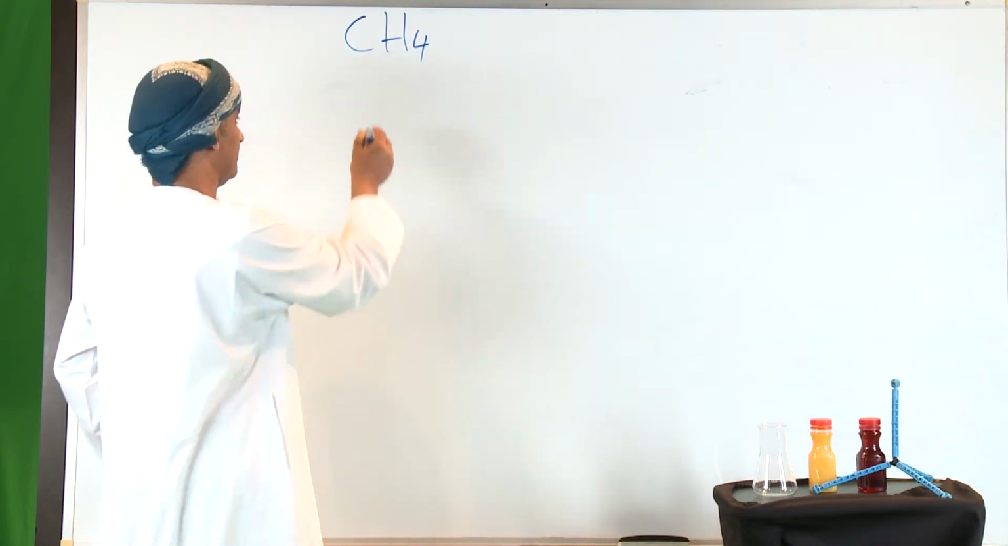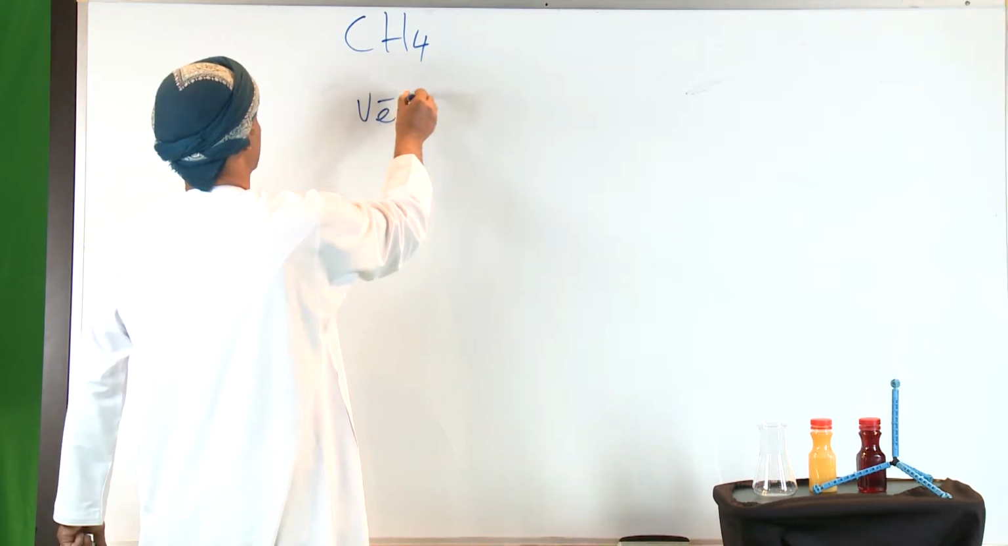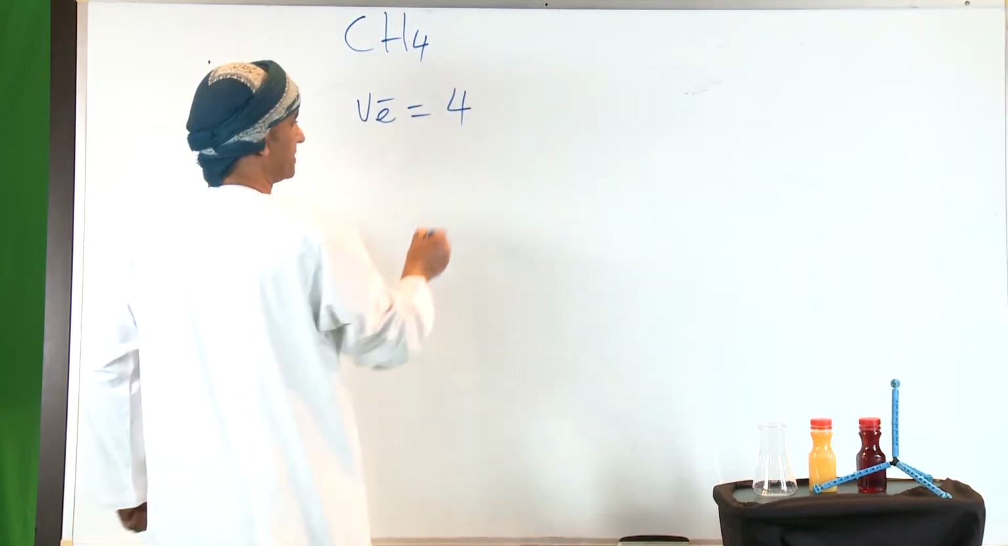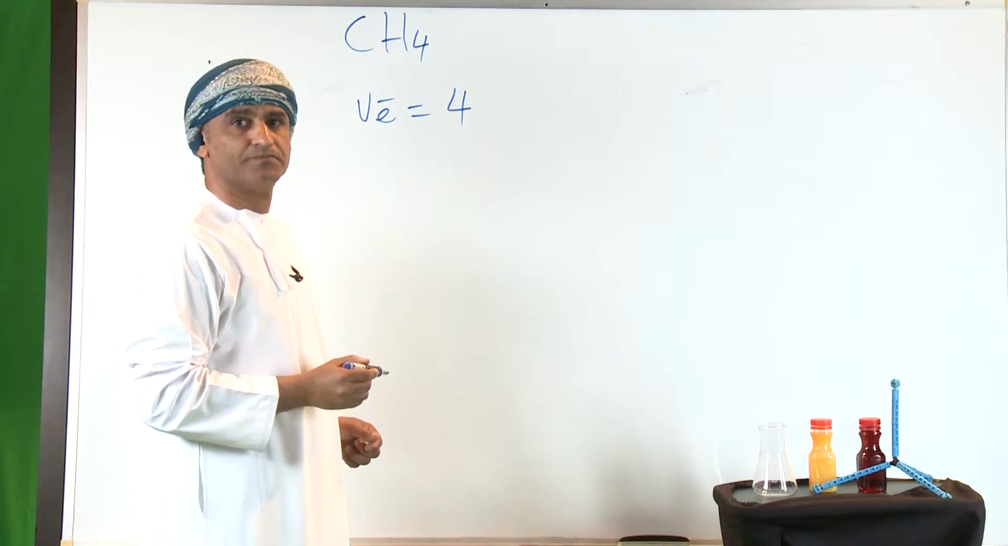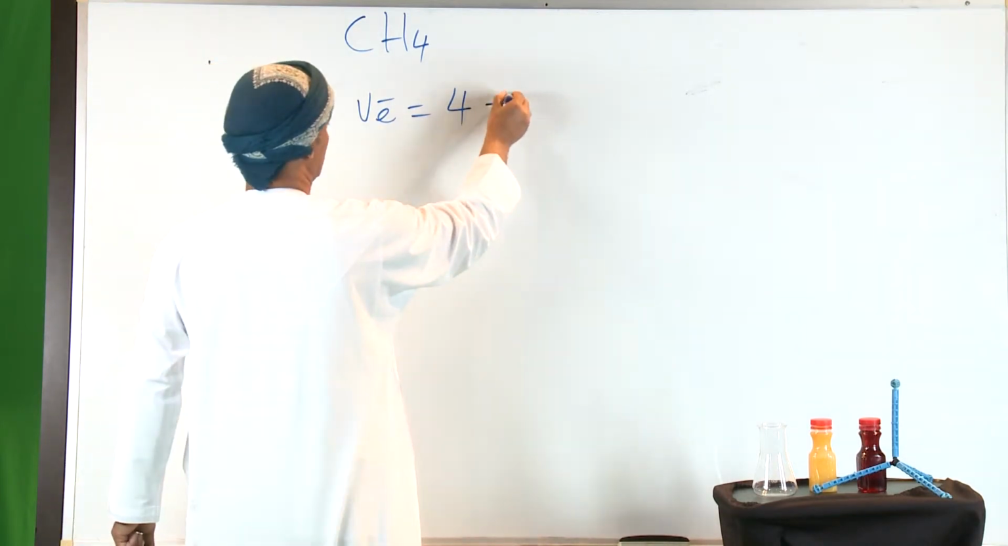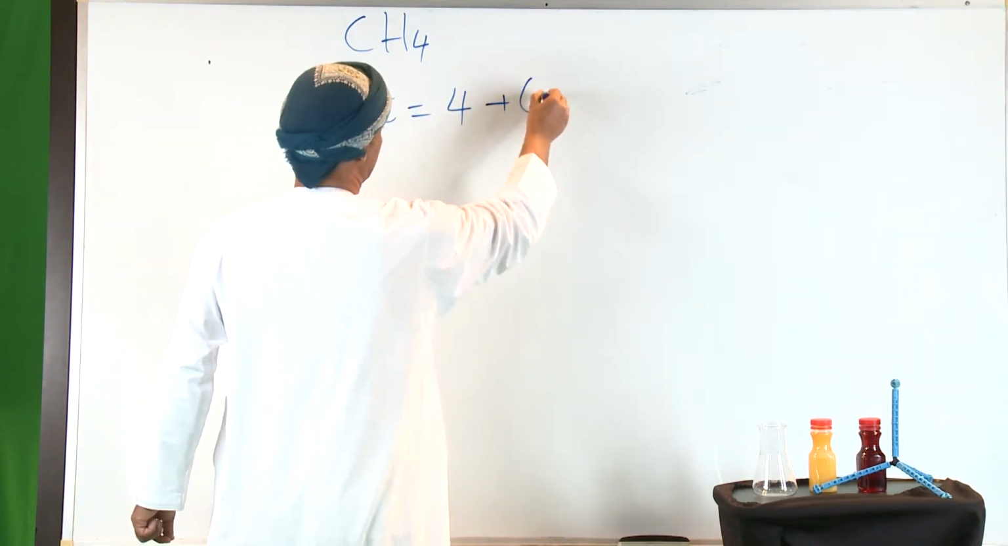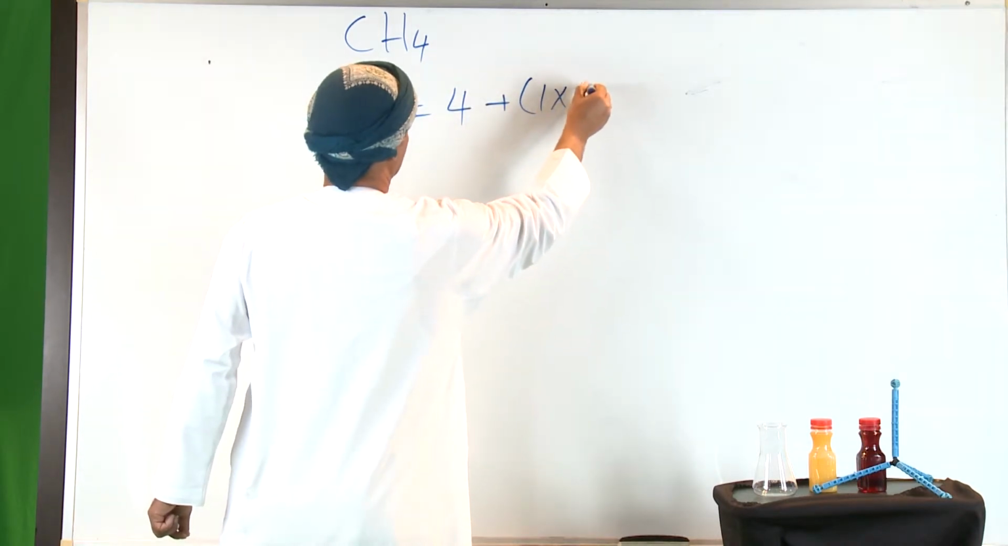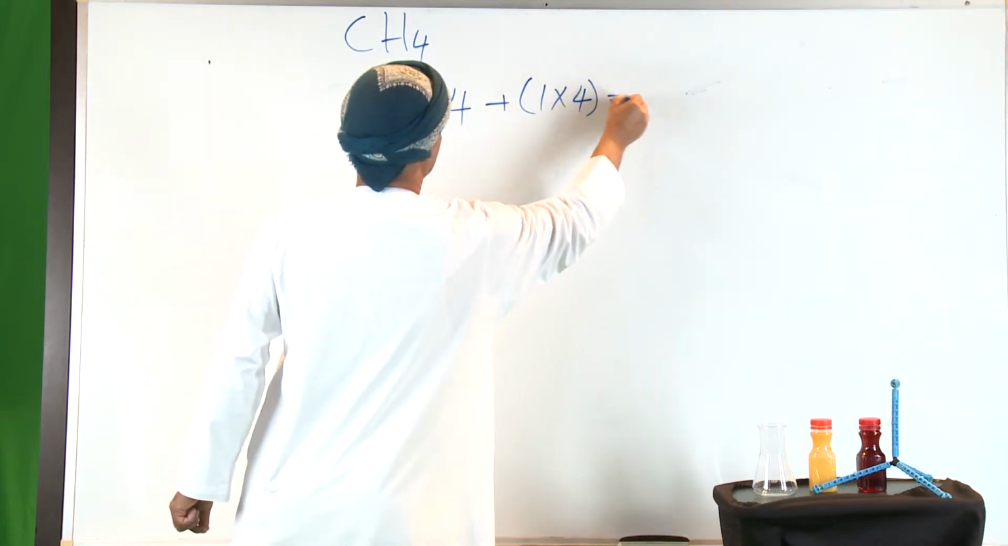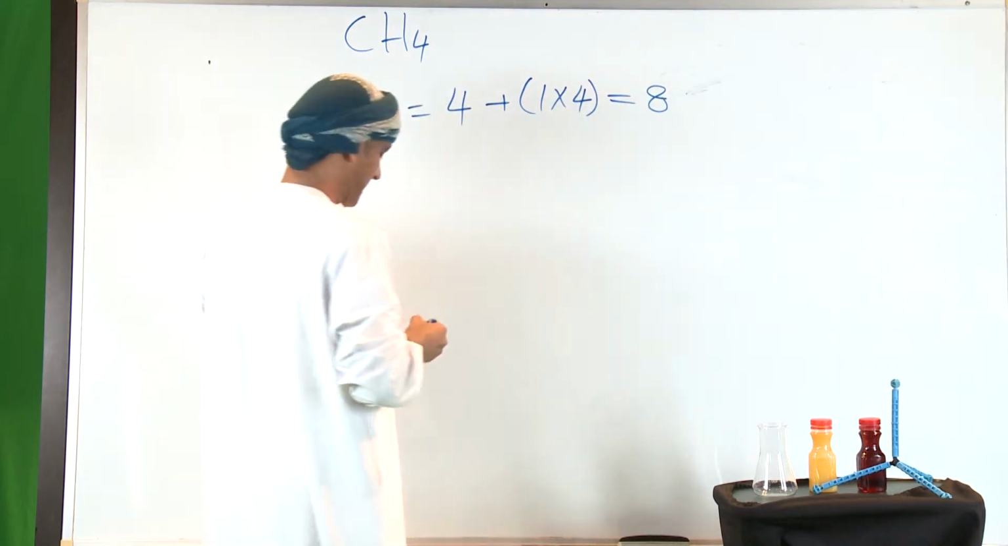in this compound. For carbon, for example, the number of valence electrons is 4 because carbon is located in group 4A. And of course, there's 1 valence electron in each of these hydrogen atoms. So the total number of valence electrons in this case is 8.